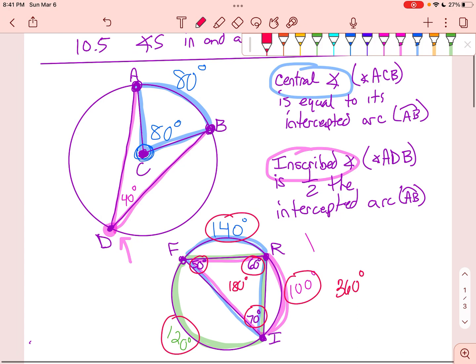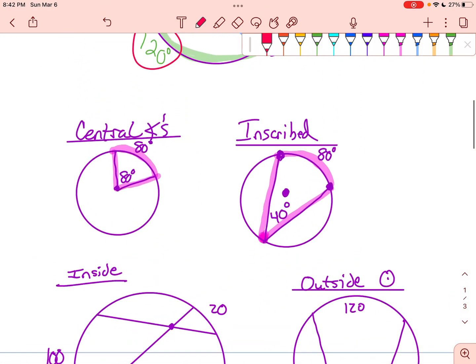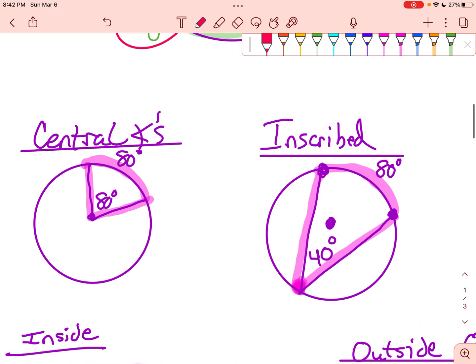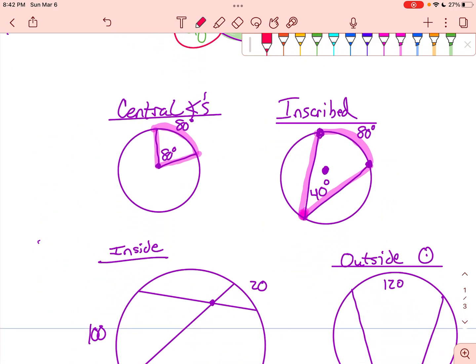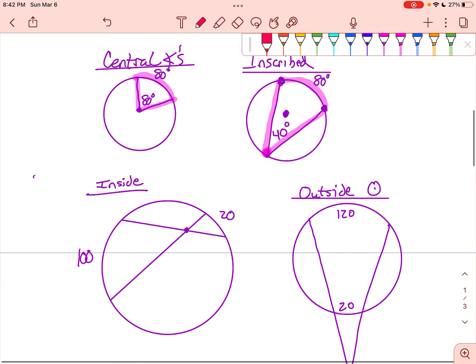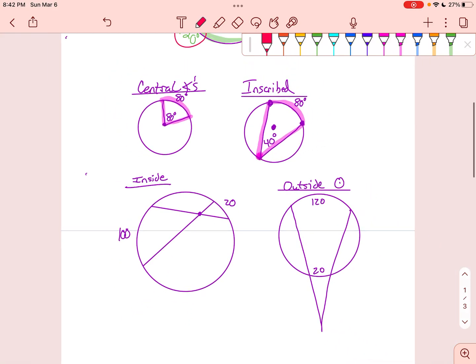Again, inscribed versus central, okay? We're going to talk about two more types of angles. Okay, so here, I left these right here as an example, central and inscribed. And we're going to talk about how to find other angles inside the circle or how to find an angle outside the circle. Okay, so here we go.